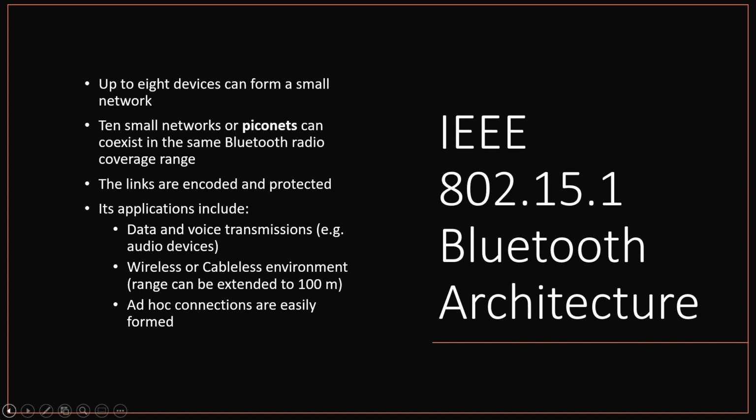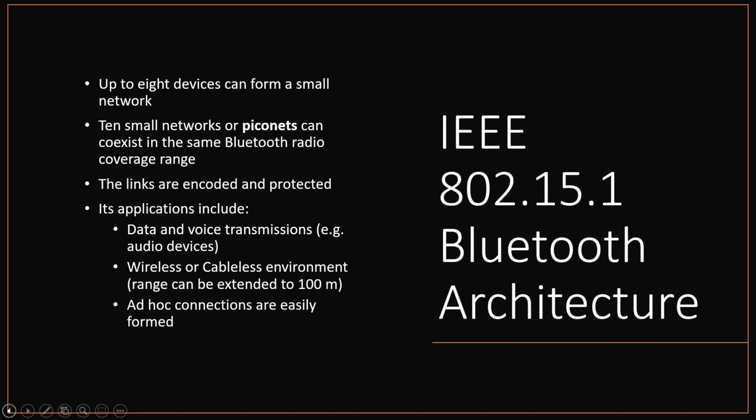The links are encoded and protected, obviously, so there's some amount of privacy, but it doesn't require a higher level of encoding or encryption, because as the range is small, it has lesser chance to be eavesdropped or maybe tapped into by other third-party members physically. So its applications include data and voice transmissions. For example, audio devices, like the headsets that we use, actually transfer data and voice messages between the device and, let's say, the host computer.